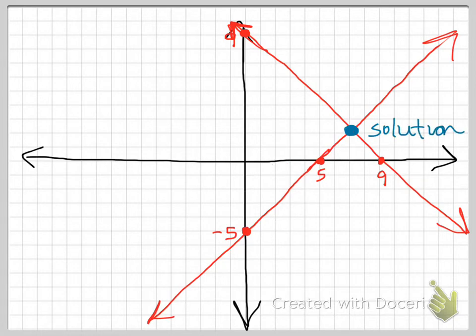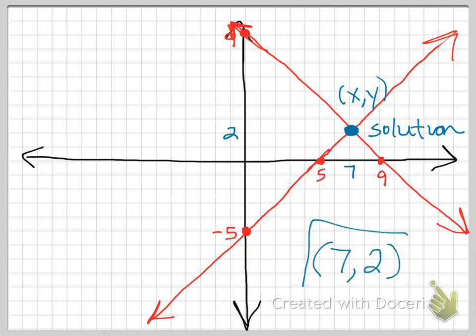Does anybody remember what type of solution this is? This is called intersecting lines. Okay, intersecting lines have one solution. And your picture should be better than mine. So you need to figure out what is the XY coordinate that makes up that point right there. Okay, so this is 7 on the x-axis, and it would be 2 on the y-axis. So your solution point is 7, 2. And that's your answer. Okay, so you graph the two lines, you figure out where they cross, that's your solution.